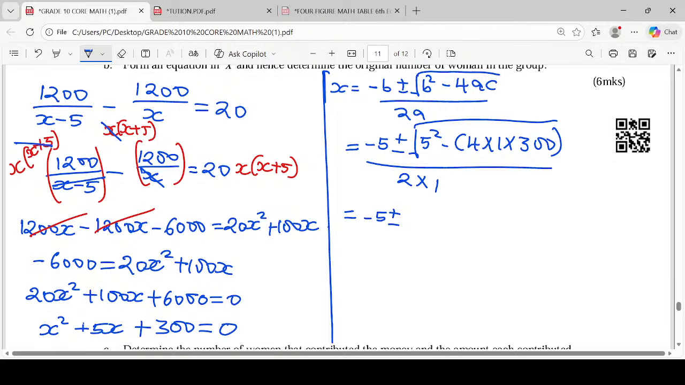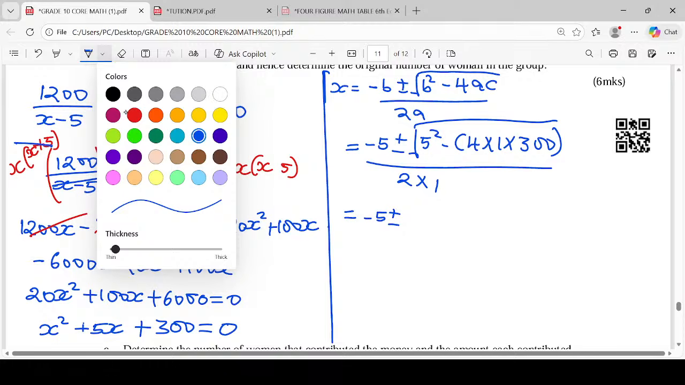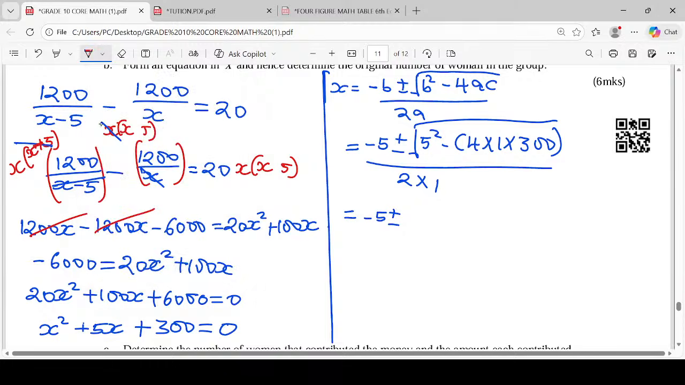There is a value that seems I've missed. I feel there is a value I missed somewhere. 1200 over x minus 5 minus 1200 is equal to this. Oh, so this sign here should have been a negative sign. That's why it was not giving me what I want. This sign should be negative. Let me use a red ink. This sign here is negative. That's why I was not seeing what I want. Then that makes also this value here to be negative.